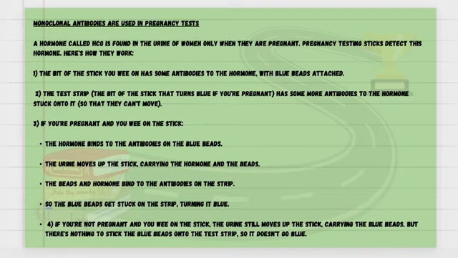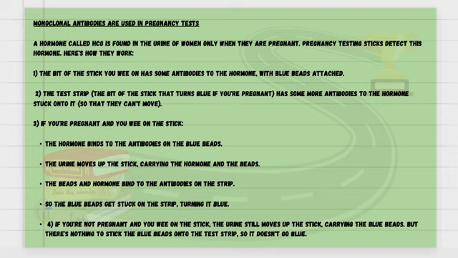Monoclonal antibodies are used in pregnancy tests. A hormone called HCG is found in the urine of women only when they are pregnant. Pregnancy test sticks detect this hormone. Here is how they work. The bit of the stick you wee on has some antibodies to the hormone, with blue beads attached. The test strip, the bit of the stick that turns blue if you are pregnant, has some more antibodies to the hormone stuck onto it, so that they can't move.